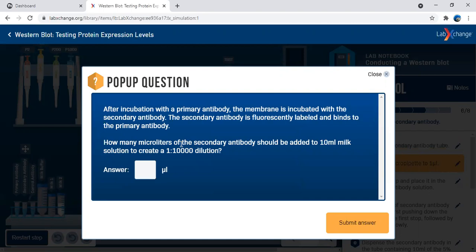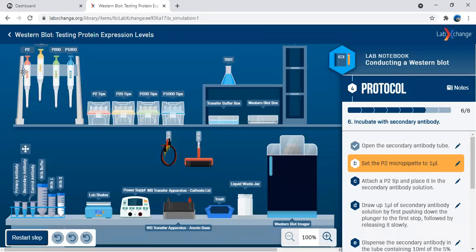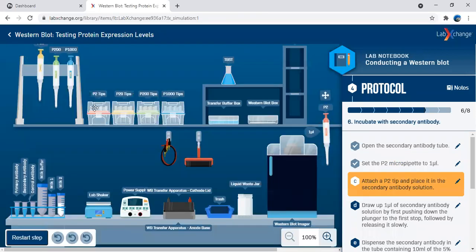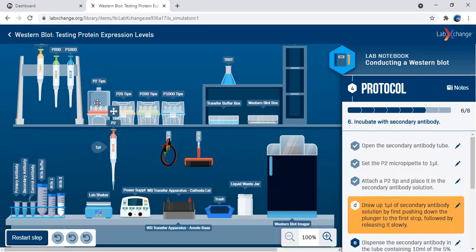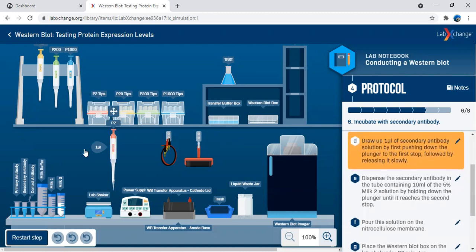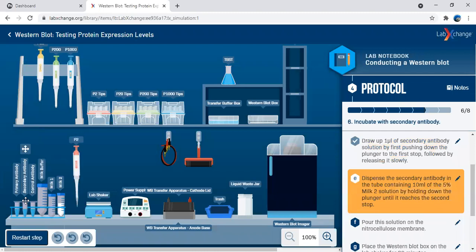How many microliters in the second should we add to 10 ml of milk? Well, if it's 10,000, would it be 2 to 1? Yep. So the P2 micropipette compared to 1. Okay, so that's a P2 tip. And now I gotta draw the secondary antibody solution. Now I gotta dispense it in the milk too.